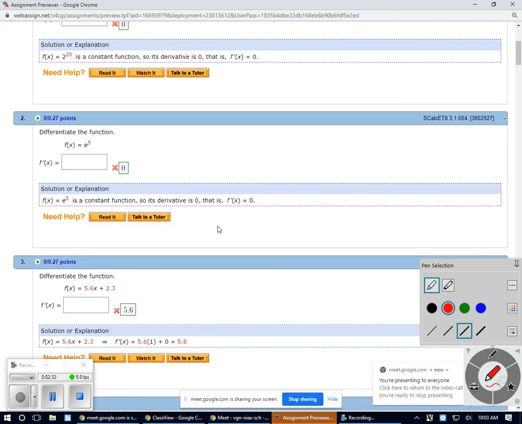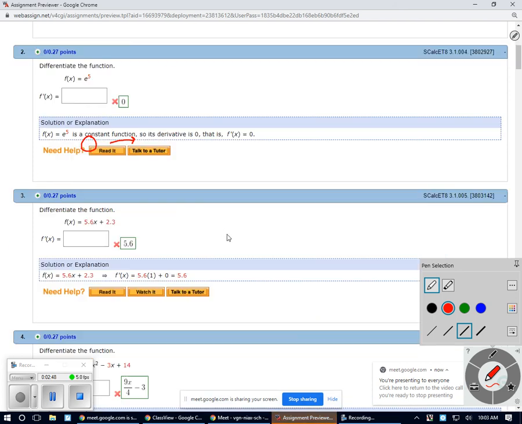Now, this is also a constant because there's no x involved, or t, or whatever variable. There's no variable involved. That's a constant. The derivative of a constant is 0. Yeah. It's pretty easy, isn't it? 37 problems. Pretty easy, isn't it?